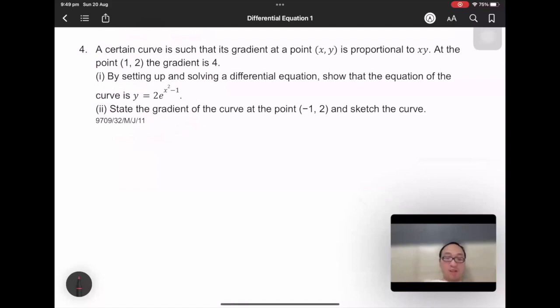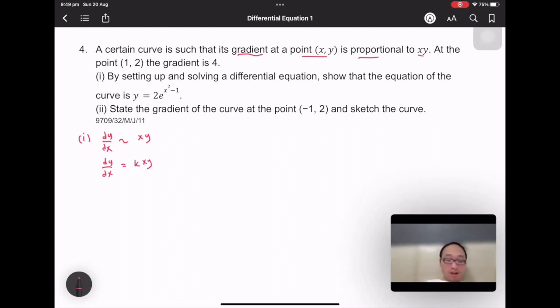A certain curve is such that its gradient at a point is proportional to x, y. So we have to construct again the differential equation. At the point 1, 2, the gradient is 4. So the gradient is dy/dx. So dy/dx is proportional to xy. So I can change again into dy/dx equals k xy.